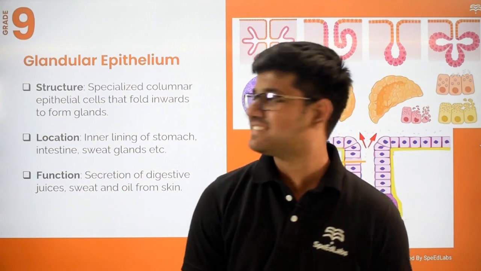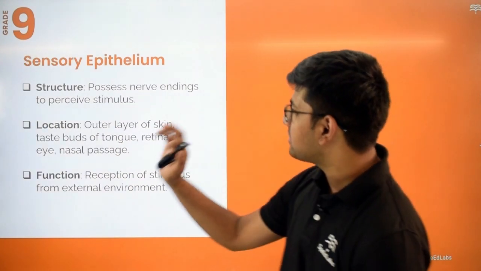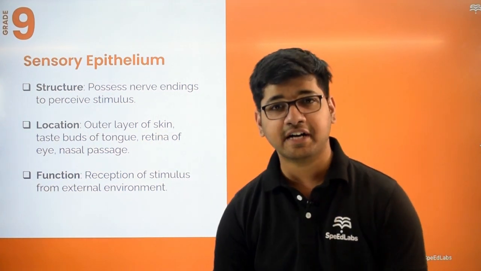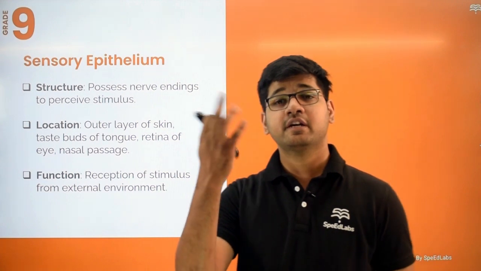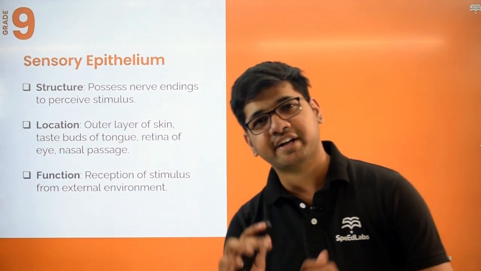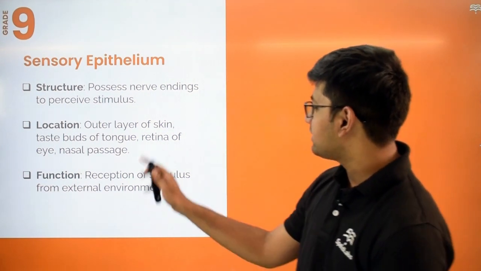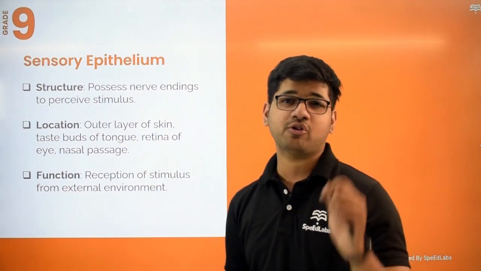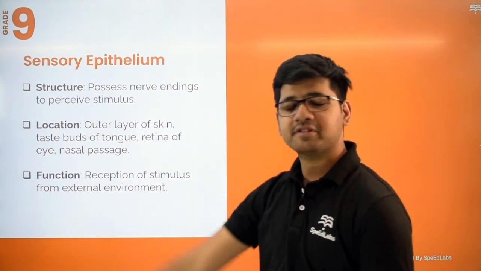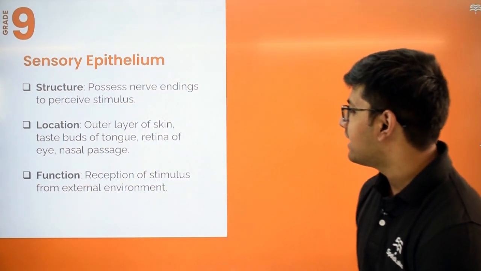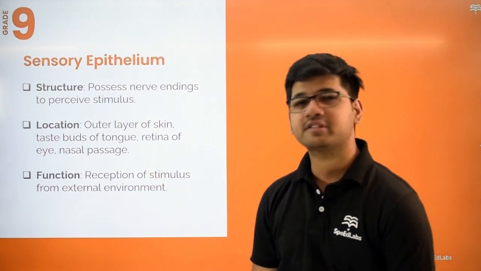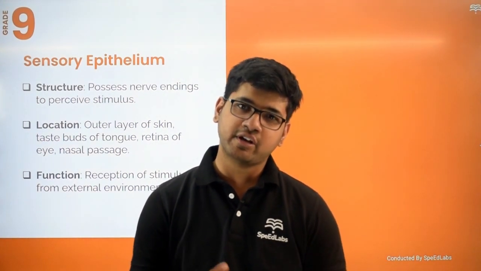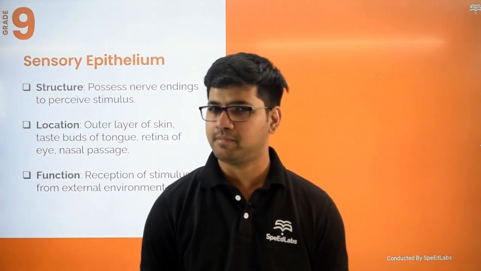All right. Now we have sensory epithelium, which is basically nerve endings to perceive any kind of stimulus that we receive. That means neuron endings I am talking about, dendrites and axons, right? Found at the outer layer of skin, taste buds, tongue, retina, wherever our sensory organs are present, we find sensory epithelium. That is very obvious, right? And the function is reception of stimulus from the external environment to better orient ourselves for any kind of situation.